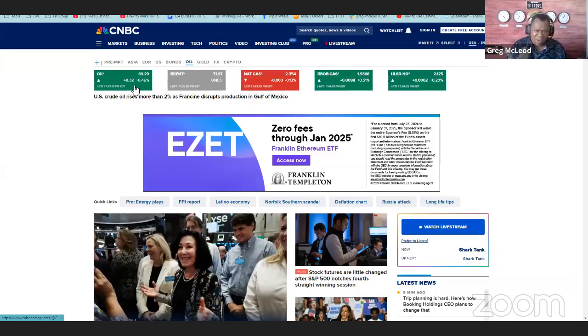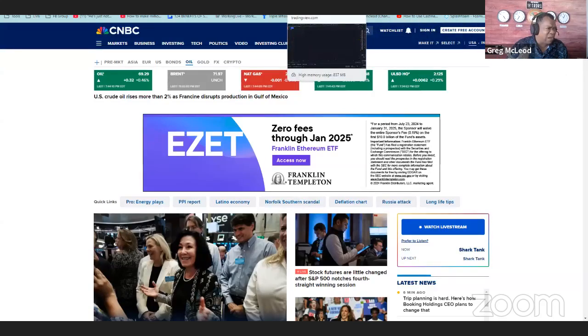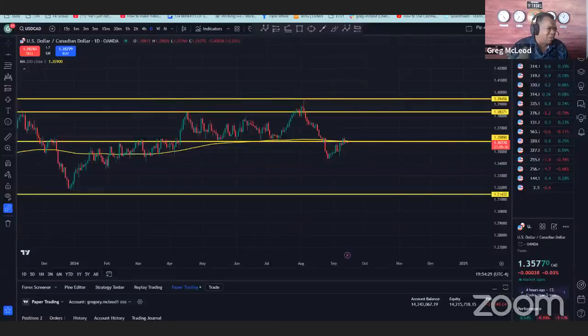Oil has been, and there are really powerful things going on with China's slowdown. China is slowing down. They don't need as much oil, right? So U.S. crude oil price rises more than 2% as Francine disrupts production in the Gulf of Mexico. Let's take a look at oil because, yeah, it rallied, but the fundamentals of oil are not good, right? A lot of guys are predicting that oil will continue to fall.